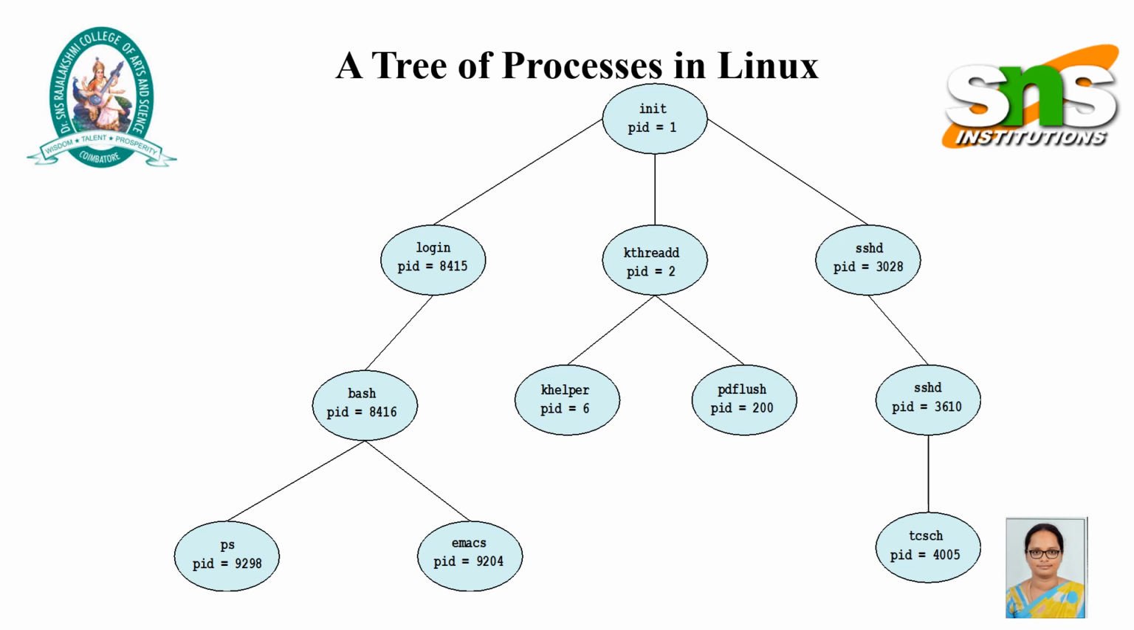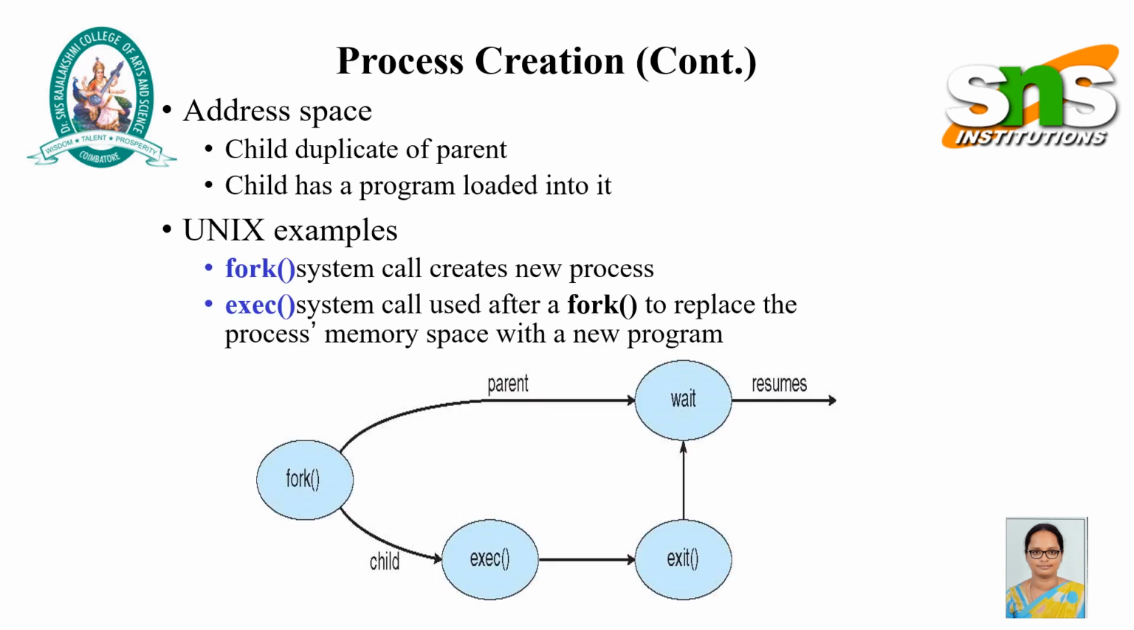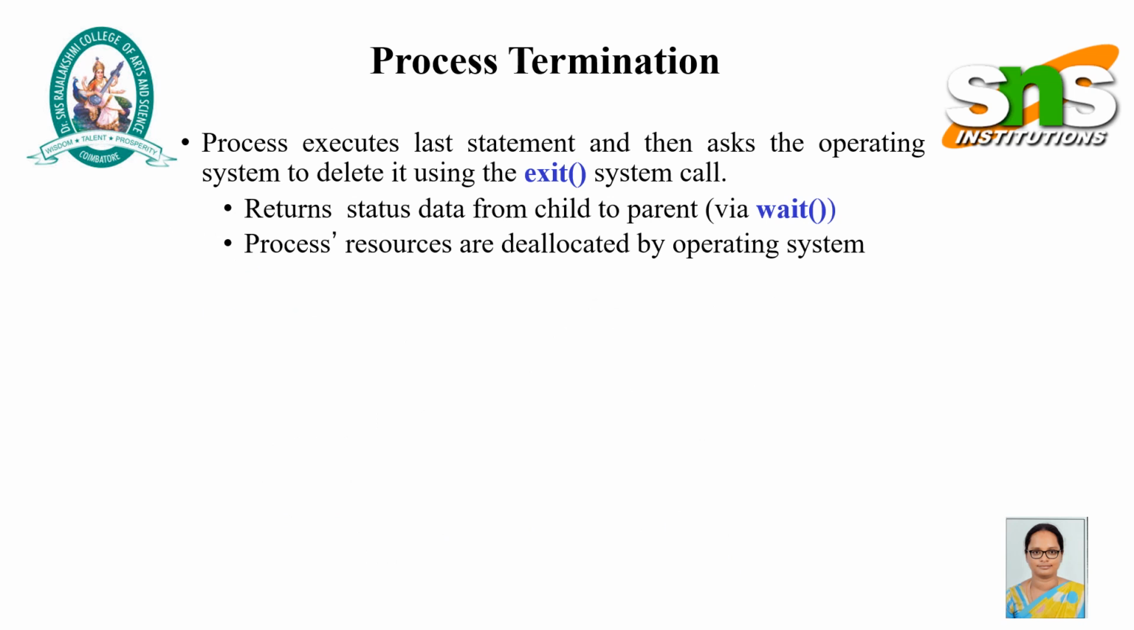So this tree structure is represented here. Parent nodes and child nodes are represented in this tree structure. Process creation: address space, child is a duplicate of the parent, child has a program loaded into it. In the Unix example, we have two functions, fork and exec. Fork creates a new process, and exec is used after a fork to replace the process's memory space with a new program. So the diagram is represented.